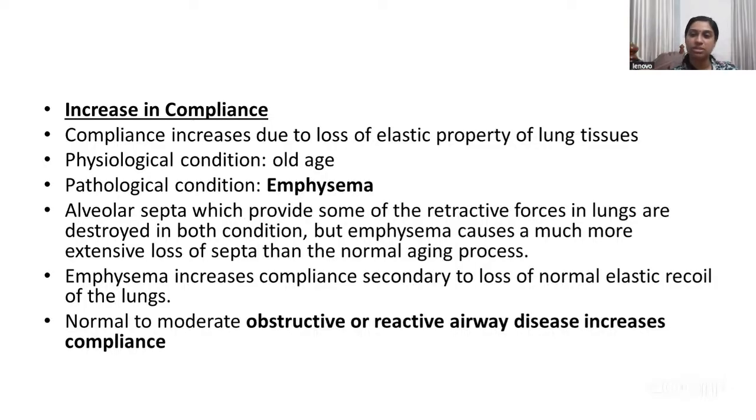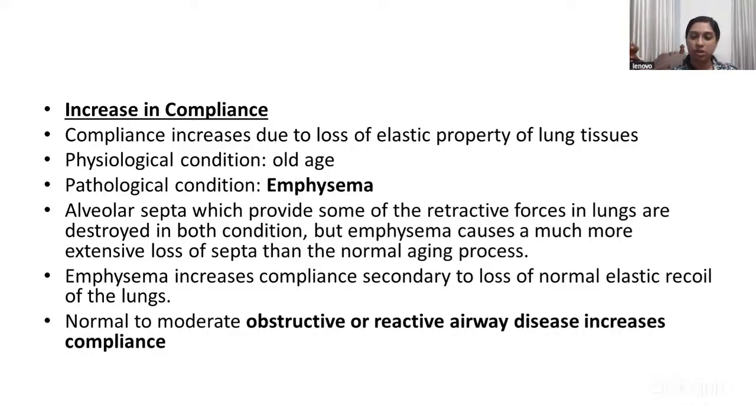In emphysema, what happens is multiple alveoli are destroyed and holes are made in the lungs due to disease. And this alveolar septa provides some of the retractive forces. The elasticity of the lungs is provided by the alveolar septa, and they are destroyed in case of physiological old age. Some amount of destruction occurs during aging, and most of the destruction occurs in diseased conditions like emphysema. Okay, extensive loss of septa can be due to emphysema.